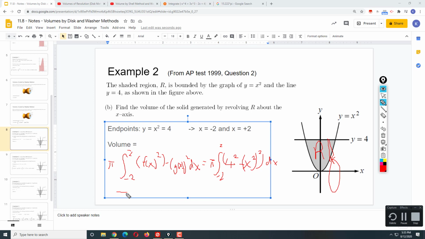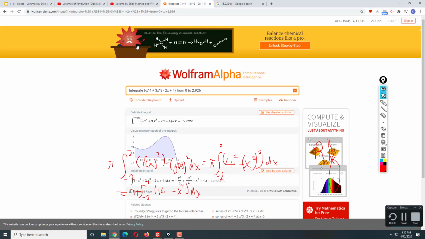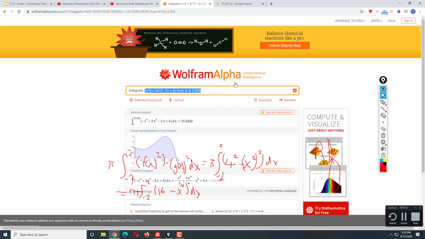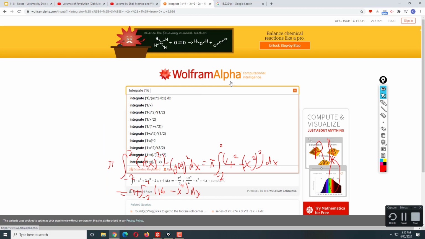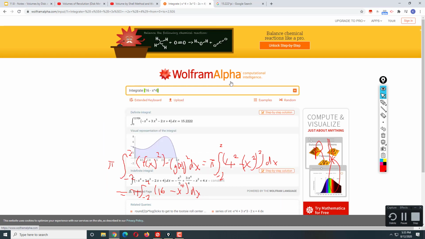We can use a calculator, or we can simplify further. If we do, it's pi times the integral from negative 2 to 2 of 16 minus x to the fourth dx. Okay. Let's go to Wolfram Alpha to integrate this. So we want the integral of 16 minus x to the fourth from -2 to 2.